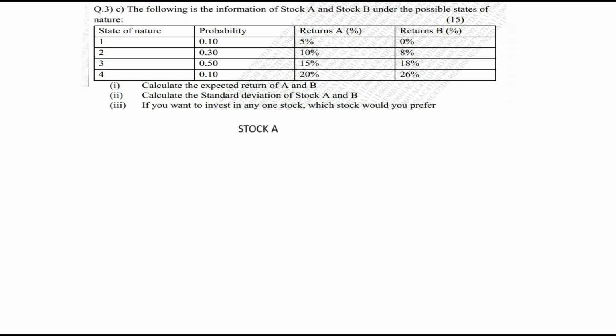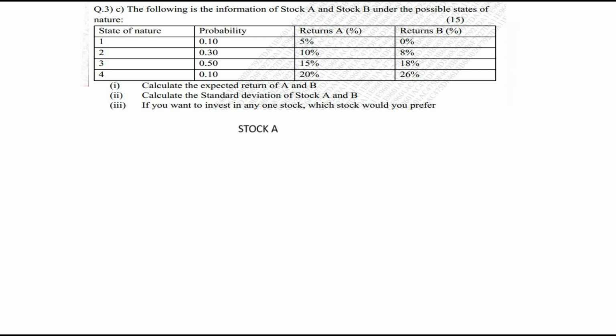The very first question was the following: the information of stock A and B under the possible states of nature. Okay, and they have asked us to find the standard deviation and expected return. So how to start? We'll start first with stock A.